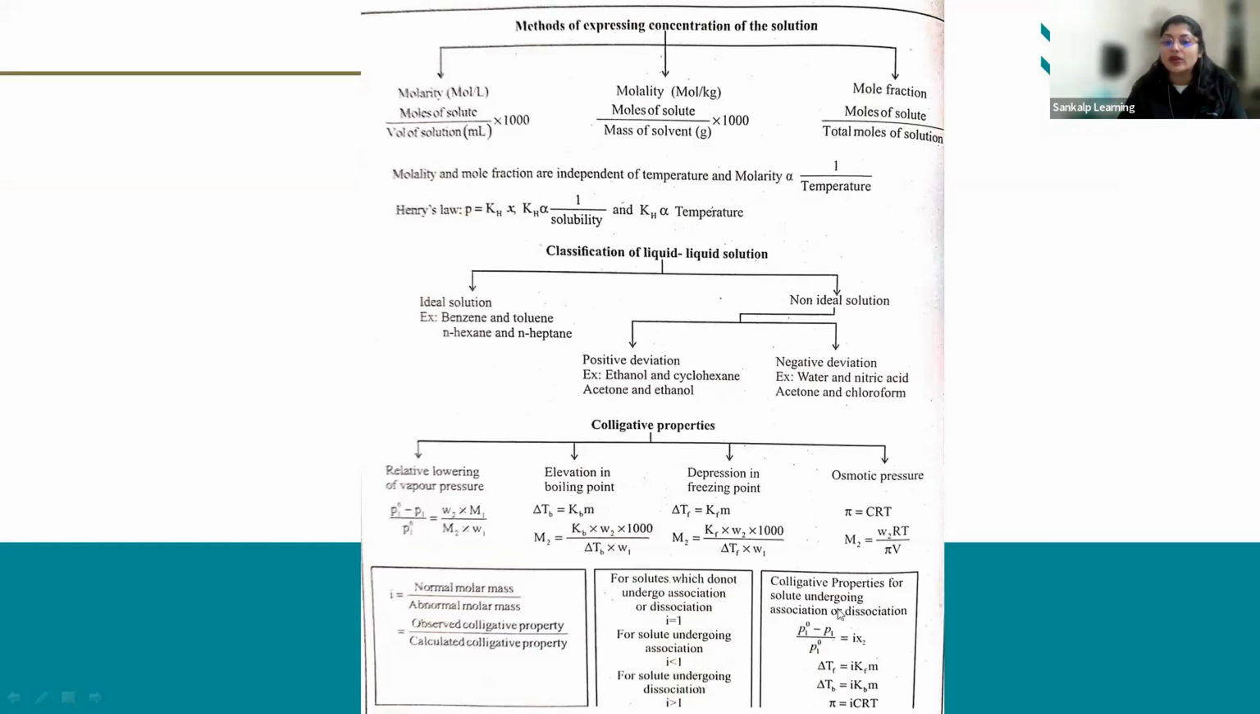Then colligative properties for a solute undergoing association or dissociation. This is the particular formula: pi is equal to iCRT. It depends on the Van 't Hoff factor i. These are the important things to be studied in this chapter called solutions. Any doubts in this particular chapter?